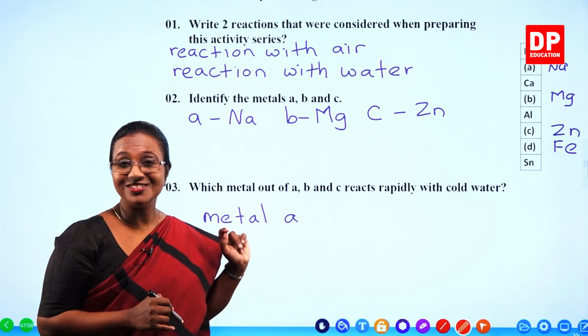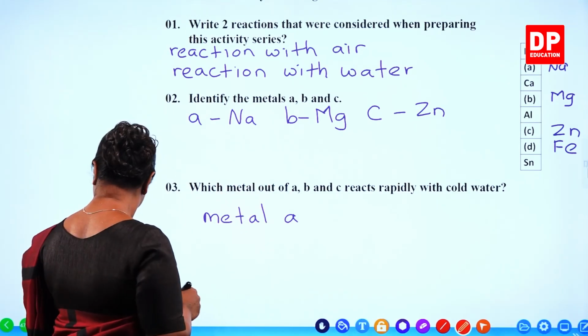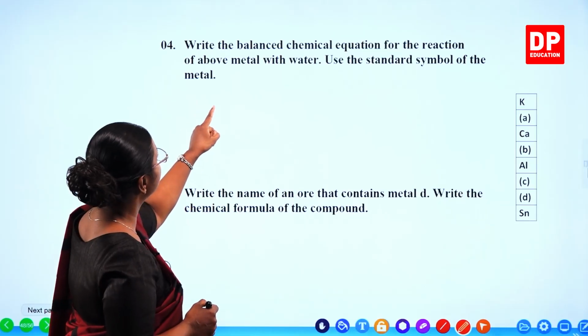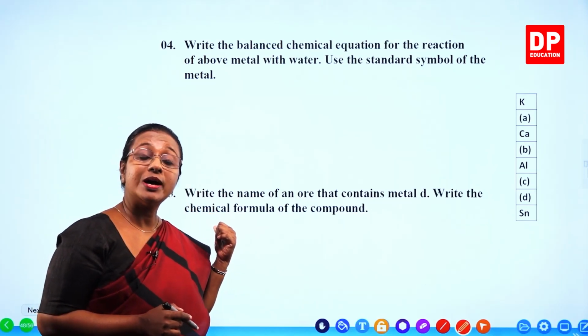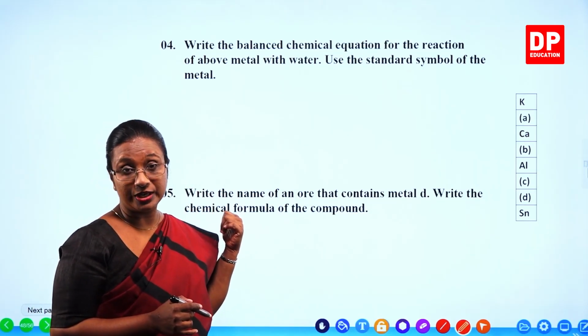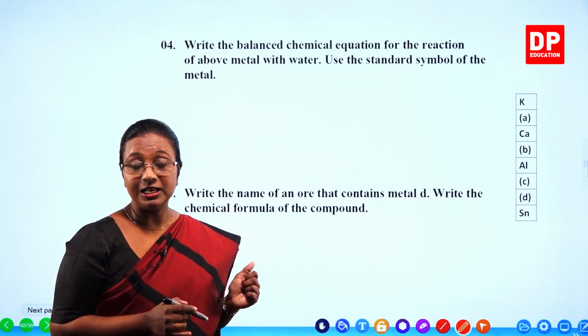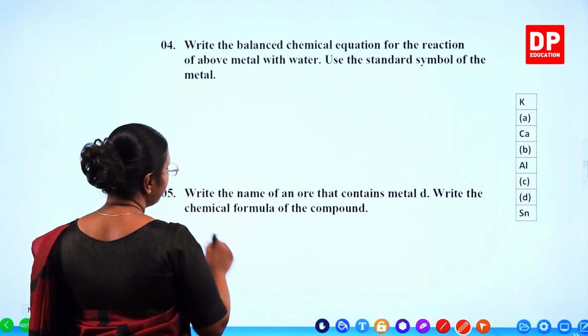So, with that students, we will move on to the next question. Part 4. Write the balanced chemical equation for the reaction of above metal with water. So, what was the metal? It was sodium. They want us to write the balanced chemical equation for that reaction. You are familiar with that.